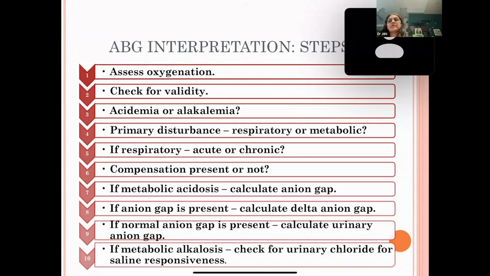So if an anion gap is present, we'll calculate the delta anion gap. If the anion gap is a normal anion gap, we'll calculate the urinary anion gap. And if there is a metabolic alkalosis, we'll check for urinary chloride for saline responsiveness.